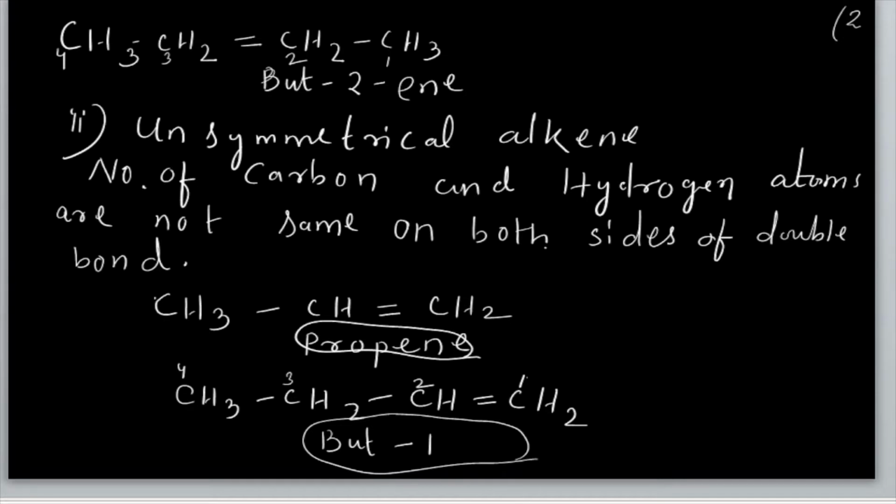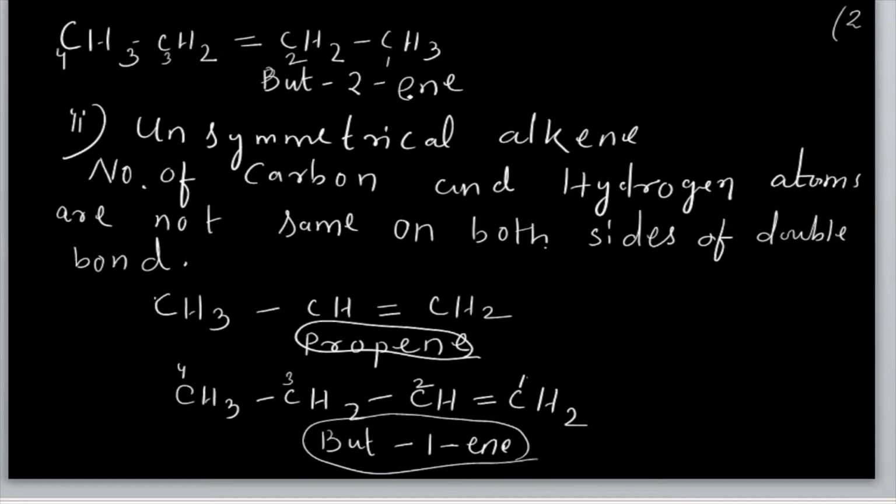Why is it but-1-ene? Because after 1 there is a double bond. And you see here after 2 there is a double bond. This is symmetrical. But here it is called unsymmetrical because the number of carbon and hydrogen on both sides are not the same. So it is propene, and this is but-1-ene, and that is but-2-ene. Sorry, it is not Y, it should be E.